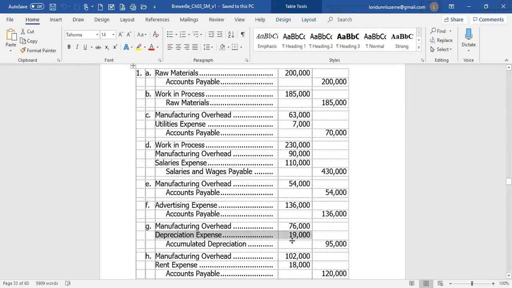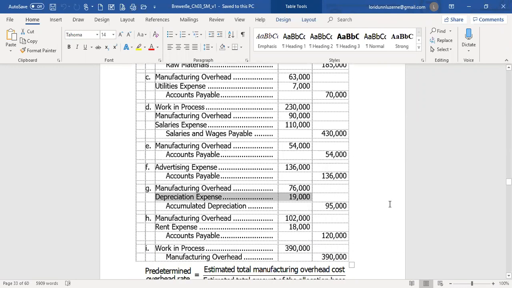That's not part of the making of the product. And then credit accumulated depreciation. Remember, that's where we keep track of all the depreciation taken on, in this case, the factory equipment and other equipment.